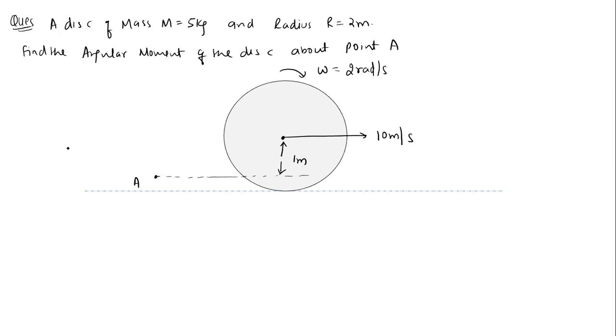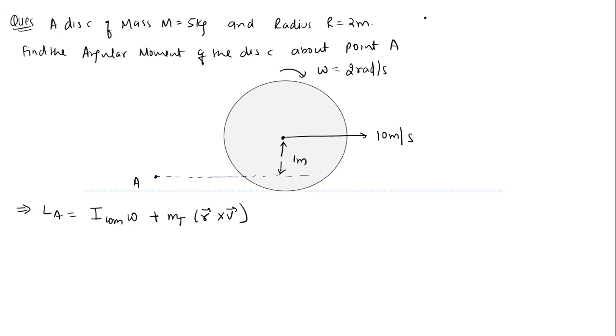It is moving with the velocity of 10 meter per second on the right side. It is rotating with omega. So you need to find the angular momentum about point A. Just use the concept that angular momentum about any point will be given by moment of inertia through center of the mass into omega plus total mass of the body r cross v vector. So we have to use this concept to find the angular momentum about point A.